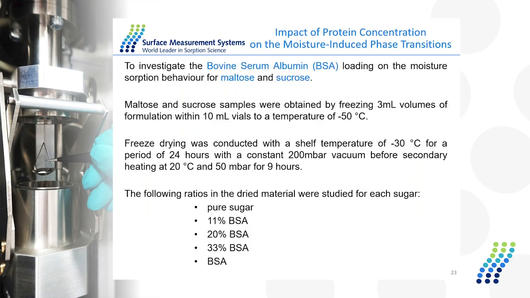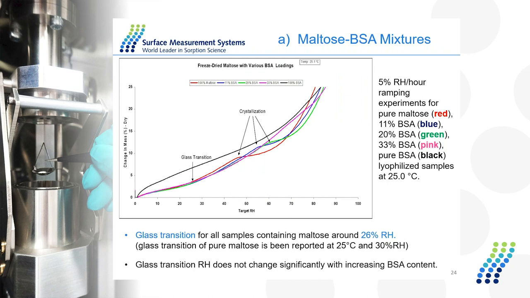So in this study, we would like to investigate the effect of BSA concentration on the moisture sorption behavior for both maltose and sucrose samples. So we have the freeze-dried protein and sugar mixture at different ratios. And then we do a ramping method as we mentioned previously. And the experiment was done at 25 degrees. And here's the result for the maltose and BSA protein mixture. It's very clear that the black line is for the pure BSA protein and the red line is for the pure maltose and the other lines are for the protein sugar mixture.